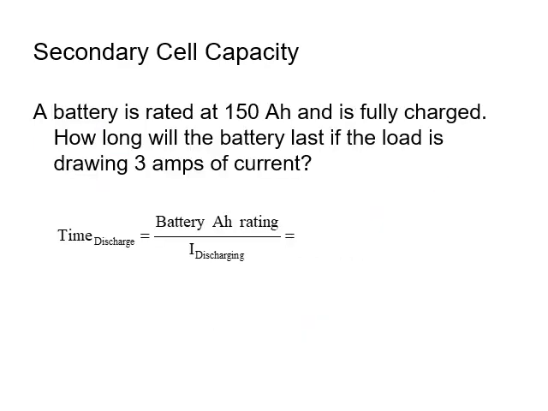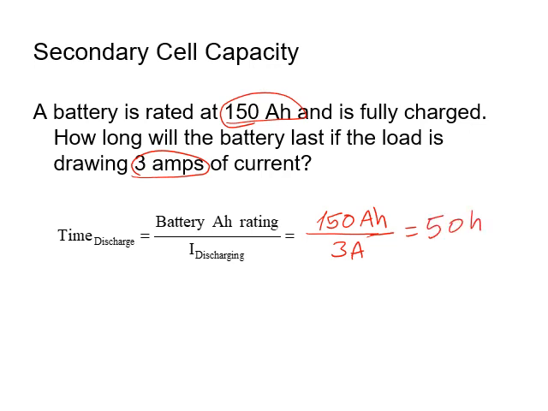So let's do this one. It says a battery is rated at 150 amp hours and is fully charged. How long will the battery last if the load is 3 amps of current? So it's basically 150 amp hours divided by 3 amps, which is going to give you 50 hours, because these cancel out.